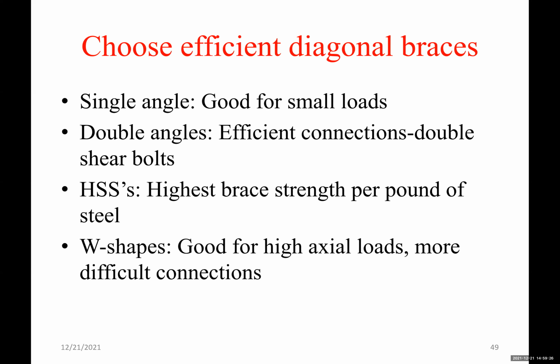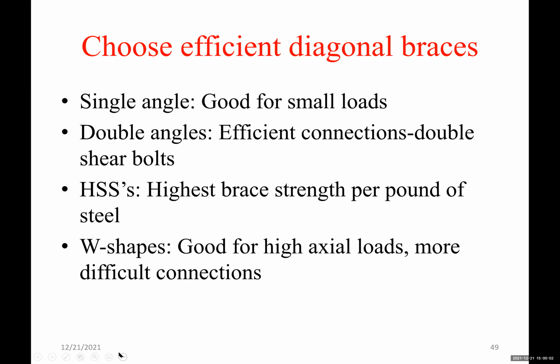Choose efficient diagonal braces. So in braced frames, okay? The layout of the braces is important. Single angles are good for small loads. Double angles give an efficient connection, with double shear bolts. If we have high shear that needs to be transferred, we can use double shear, so we can use double angle connections. HSS braces have the highest brace strength per pound of steel. These are very efficient members as braces, square or rectangular.